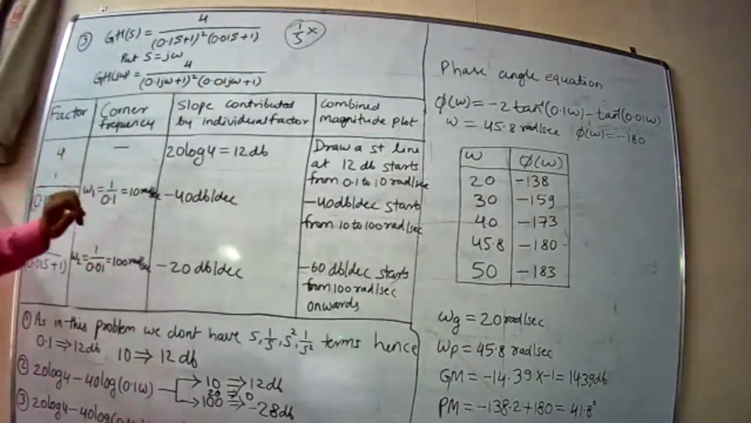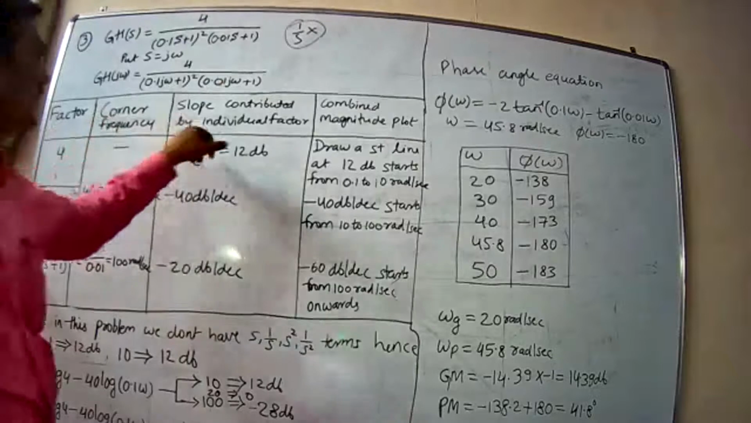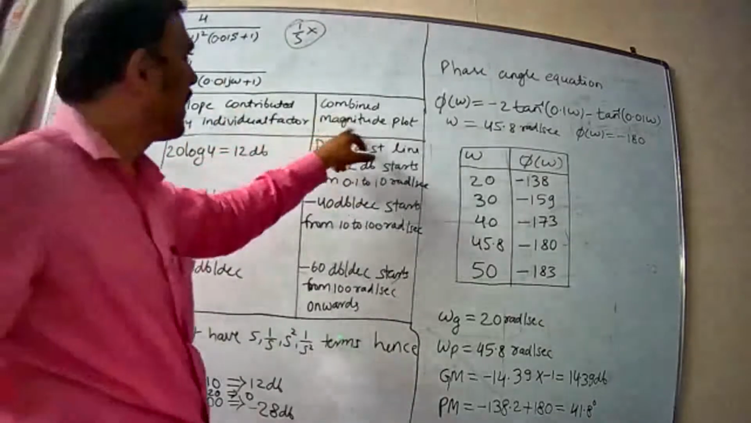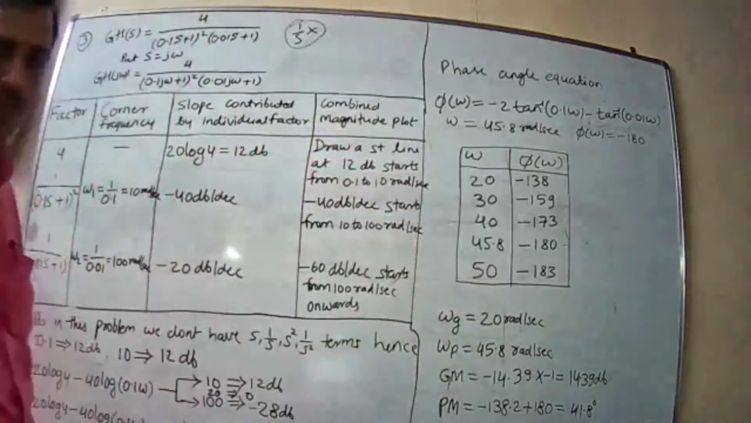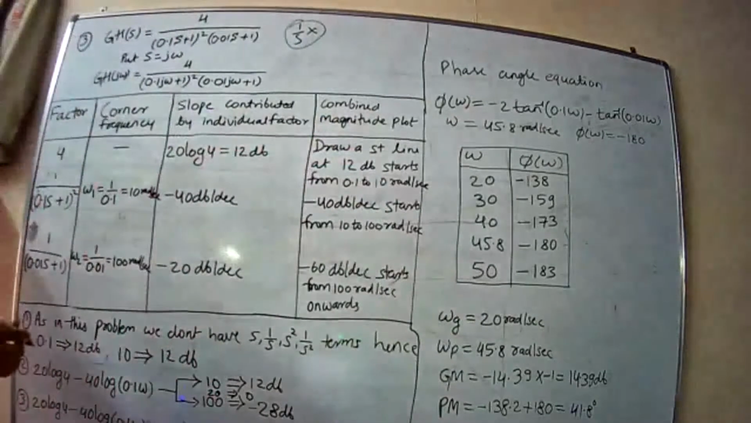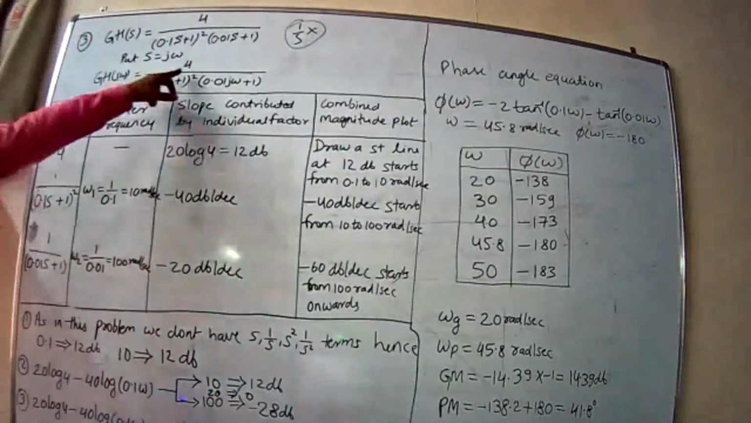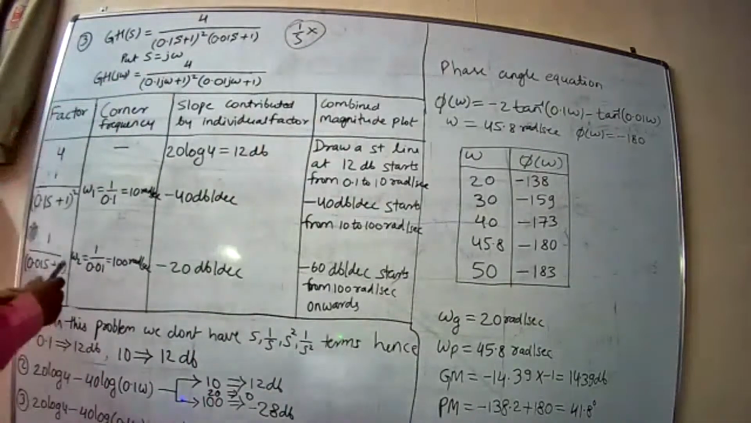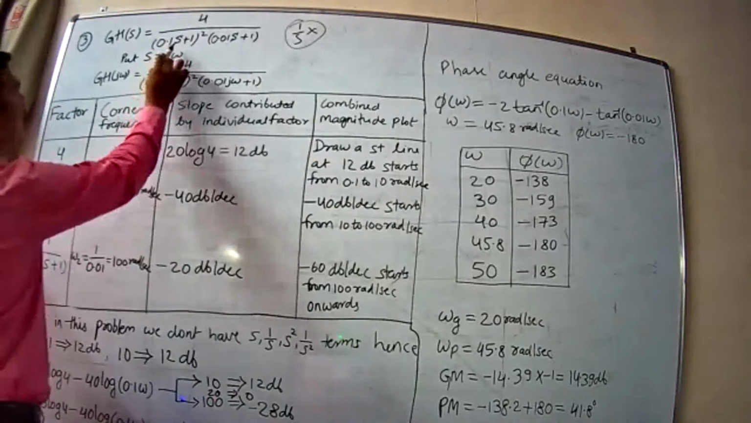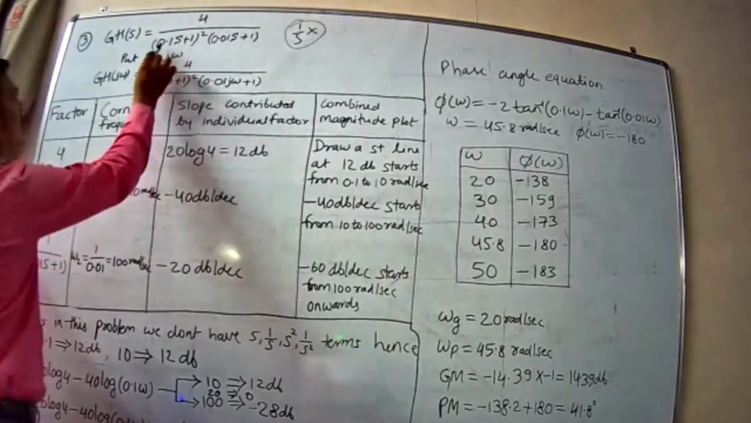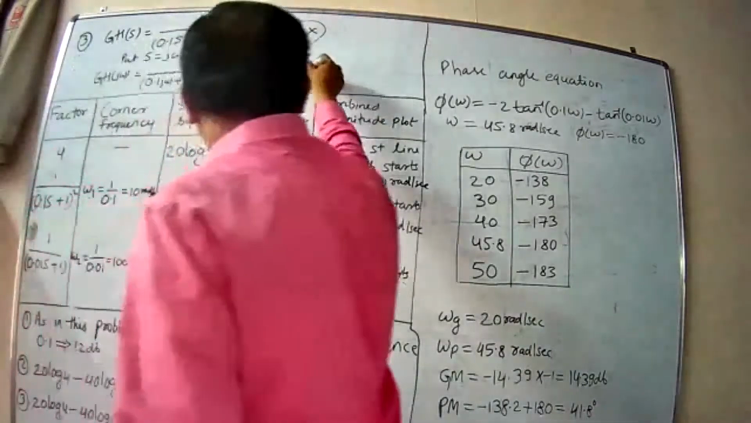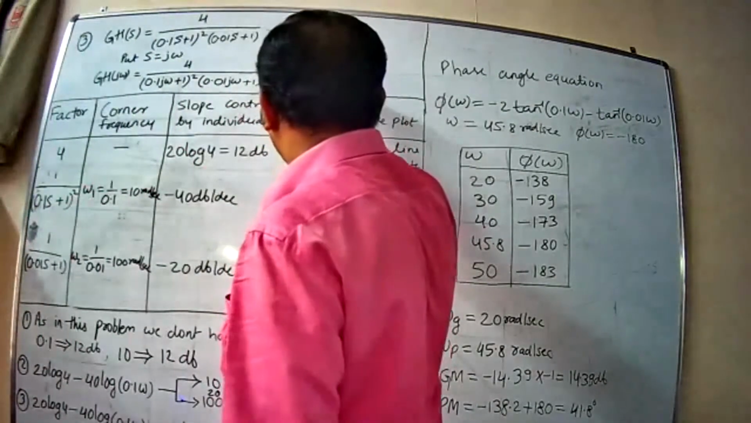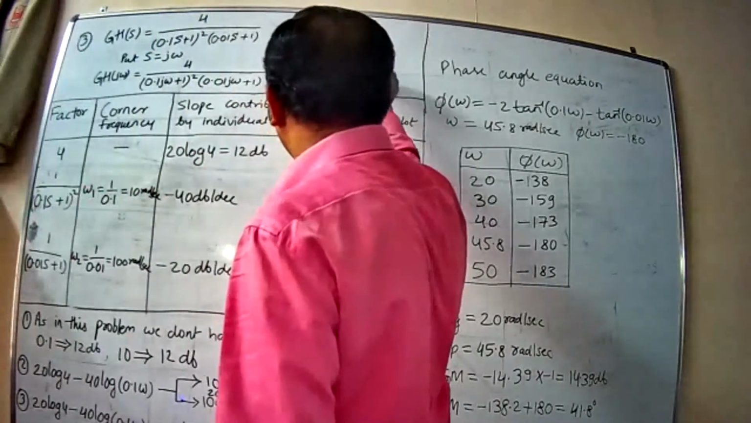Next, there is the same procedure: factor, corner frequency, slope contributed by individual factor, and the combined magnitude plot. Here, the first factor is the constant 4, hence I have written 4 here. To write the next factors, we take the coefficient of s: 1 divided by 0.1, that is equal to 10, and for the other, 1 divided by 0.01, that is equal to 100.